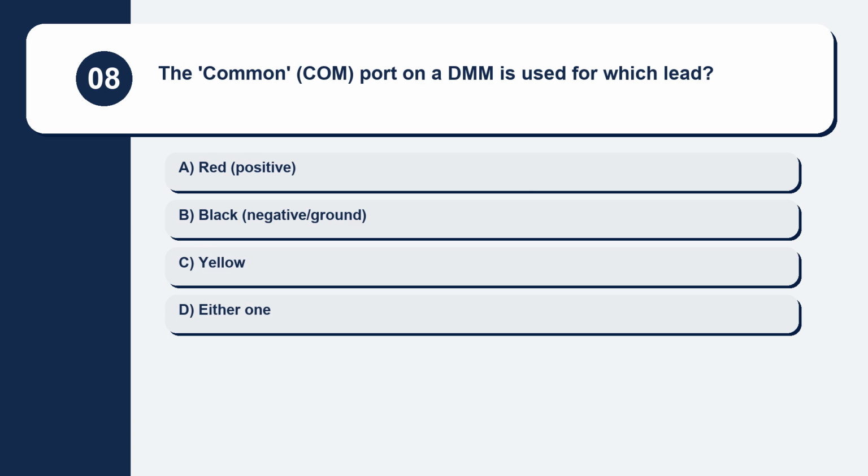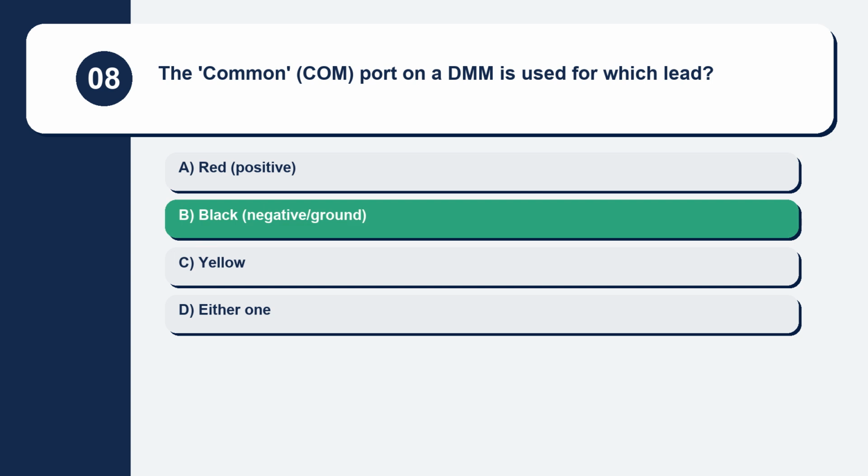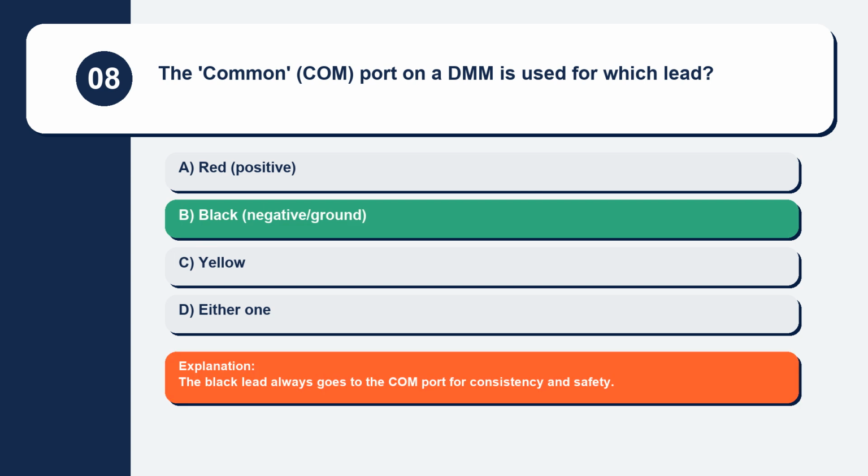Question 8. The common, COM, port on a DMM is used for which lead? Red, positive. Black, negative/ground. Yellow. Either one. The black lead always goes to the COM port for consistency and safety.